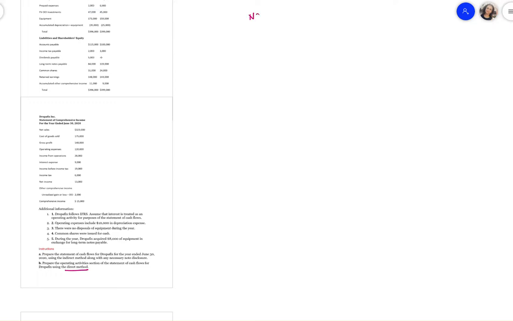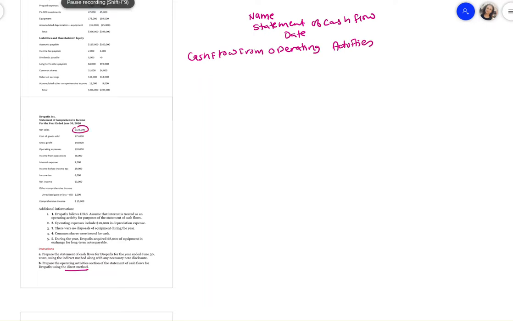Again, the name of the company is always going to be there. You have a statement of cash flow and then the date. And the heading will be cash flow from operating activities. So the first thing we're going to start with is net sales. That's the first thing we're going to start off with.